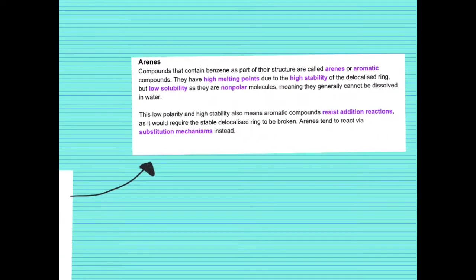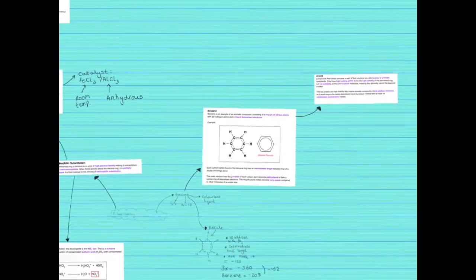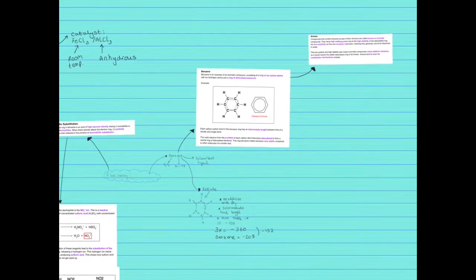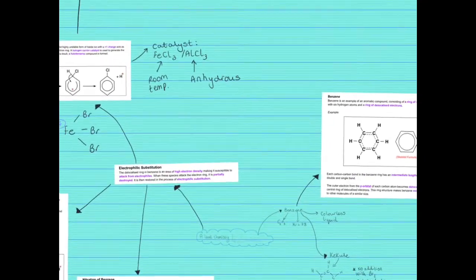Anything that contains a benzene in their structure is known as an aromatic or arene compound. They have very high melting points, high stability due to their delocalized ring, and low solubility with non-polar molecules. They generally can't be dissolved in water. This low polarity and high stability means that aromatic compounds resist addition reactions, as that would require the stable delocalized ring to be broken. Arenes tend to react by substitution mechanisms. So that's an overview of what benzene is. You need to be able to comment on it, maybe in a little bit more detail than what I've done, but that is up to you to do a little bit of extra research by giving you an overview.